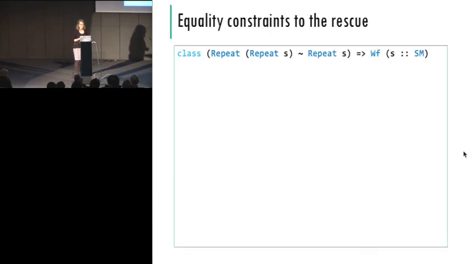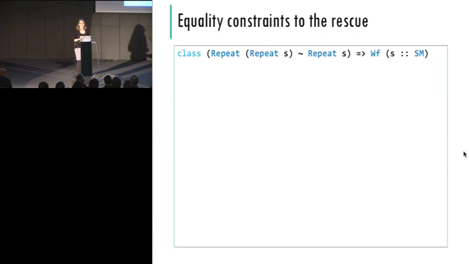In Haskell, I'm going to get the type system to prove it for me. So in Haskell, I'm going to define this class, and it's a class of symbol maps that has exactly the property that I need to make my code type check. So these are the well-formed symbol maps. And the precondition for that class, this is the superclass, is that for the symbol map to be well-formed, the repeat function has to be idempotent for it.